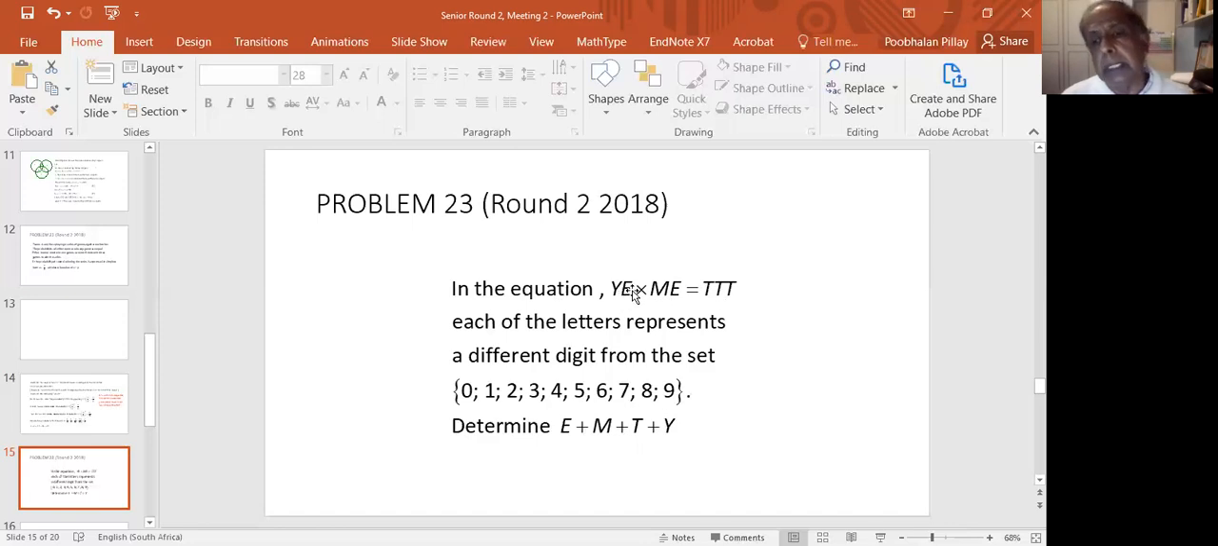And that immediately tells you that the units digit of 37, that's what we are interested in because it's repeated, has to be 7. The units digit of 37 is 7. Therefore, the units digit of the other number is also 7, because they both have the same units digit. But then, when you multiply these two units digits, 7 times 7, that ends in a 9. So T will have to be 9.